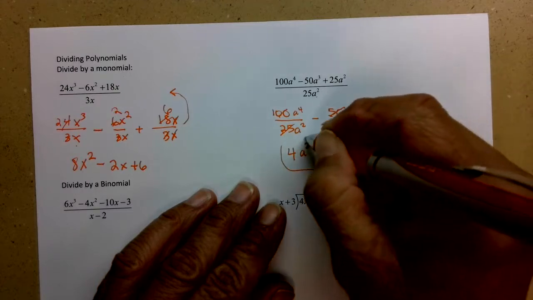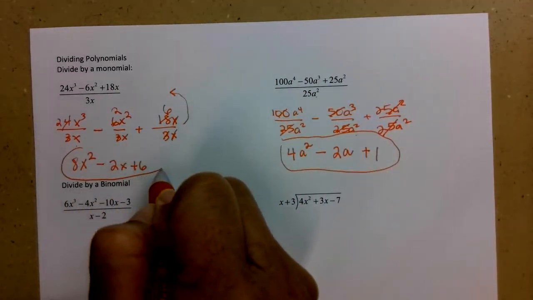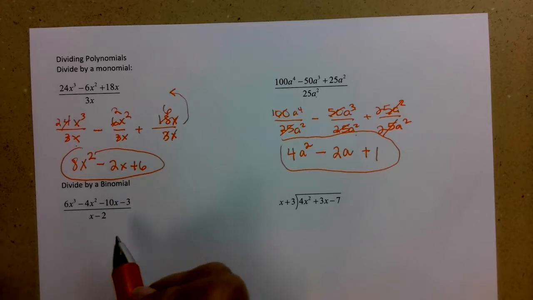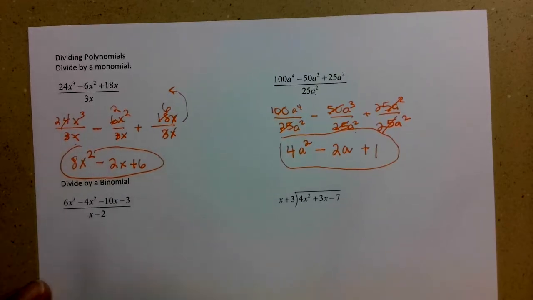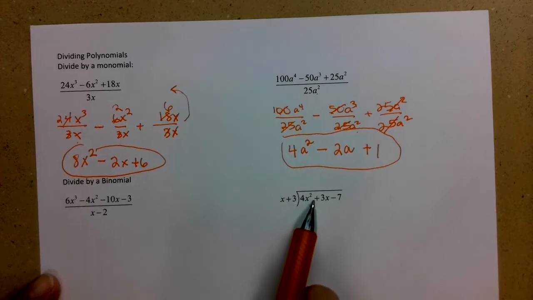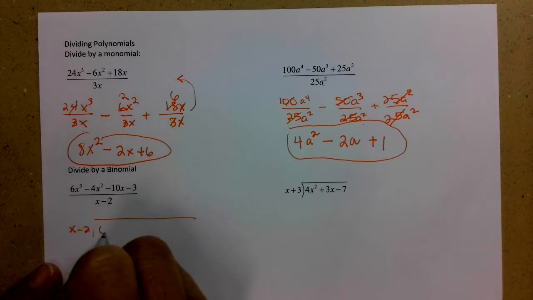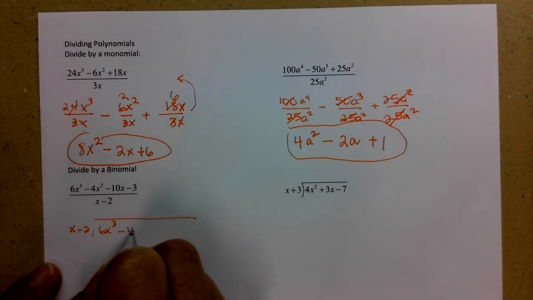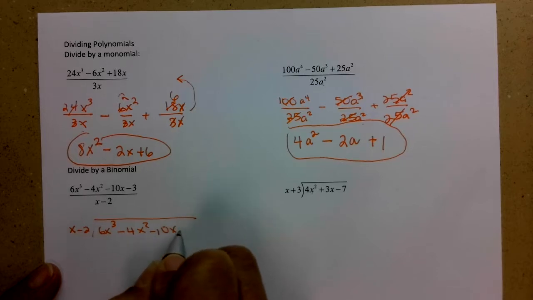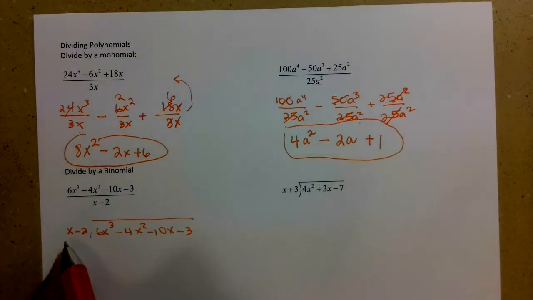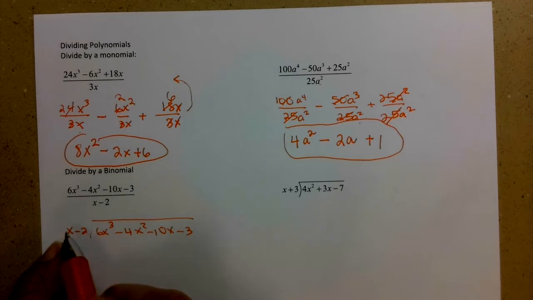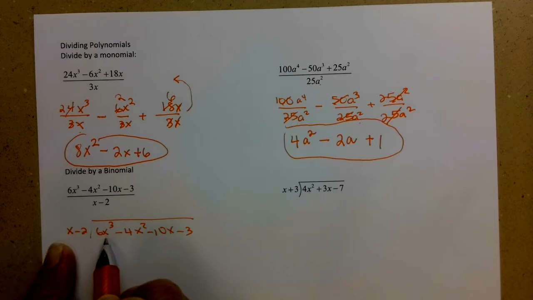Okay, now if you have to divide by a binomial, the way we do it is we write it like I have my second one written there. So I'm going to go ahead and do that here. So x minus 2 is dividing into 6x cubed minus 4x squared minus 10x minus 3. So what we want to do is look at the biggest term out in front for our divisor, and figure out what I need to multiply it by to get exactly the largest term left underneath in my dividend.